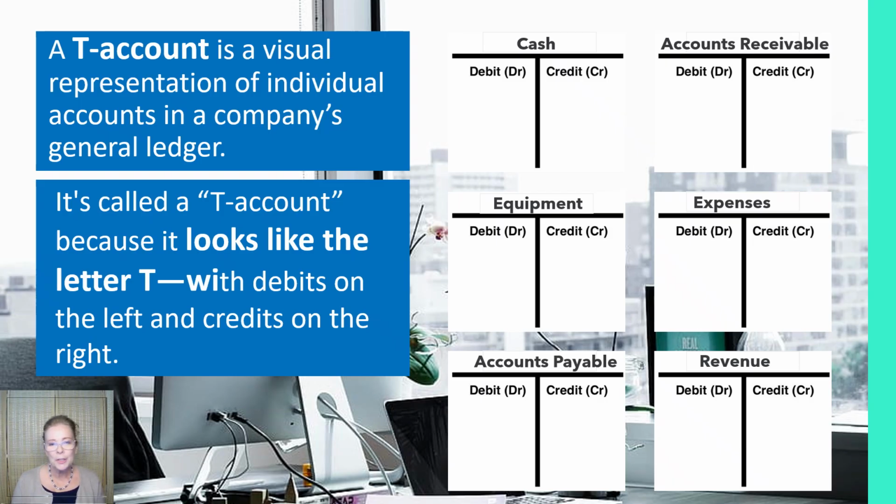As a reminder, a T account is a visual representation of individual accounts in a company's general ledger. It's called a T account because it looks like the letter T with the account name on the horizontal line, debits on the left, and credits on the right.